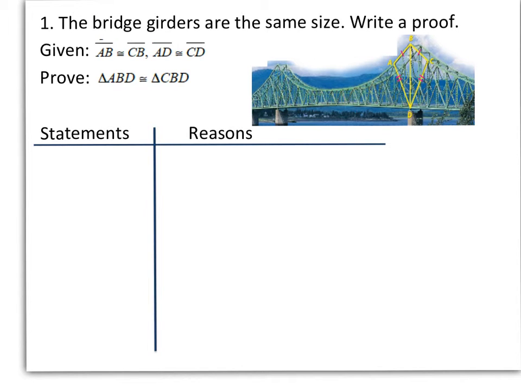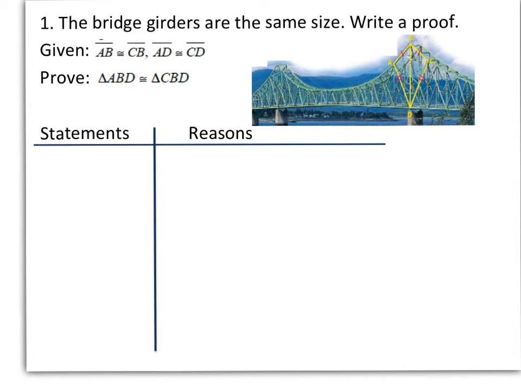Alright, let's look at an example of the side side side postulate. Number 1 says the bridge girders are the same size, write a proof. And we are given that side AB is congruent to side CB and side AD is congruent to side CD. We want to prove that triangle ABD is congruent to triangle CBD. And you'll notice in our figure we have that yellow triangle and our congruent sides are already marked.